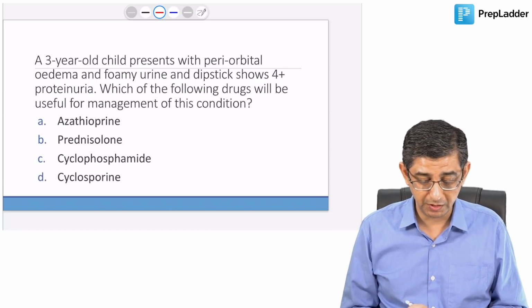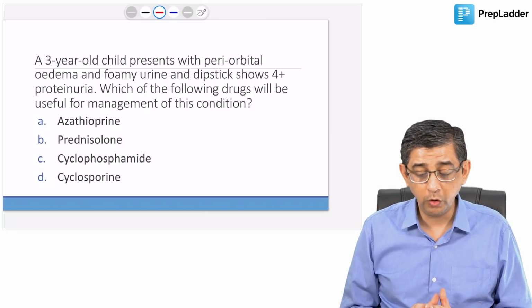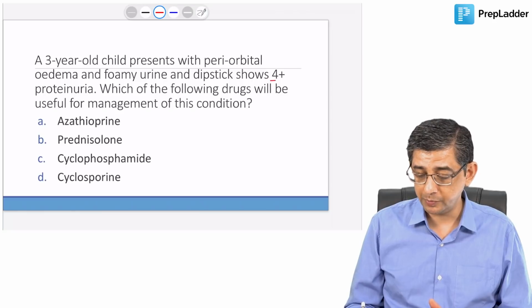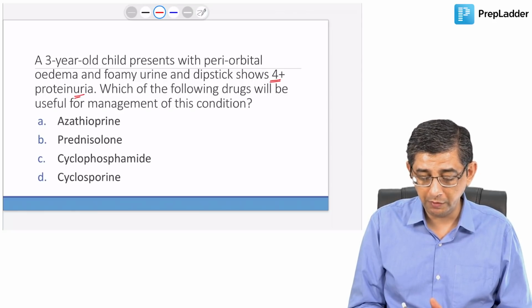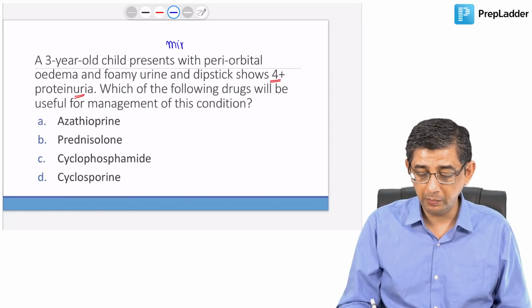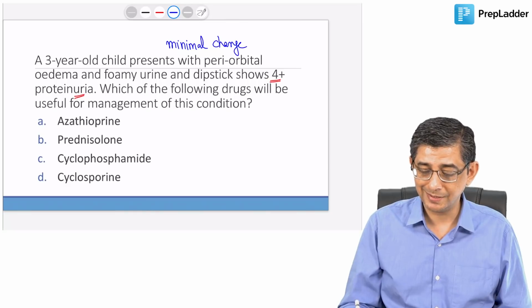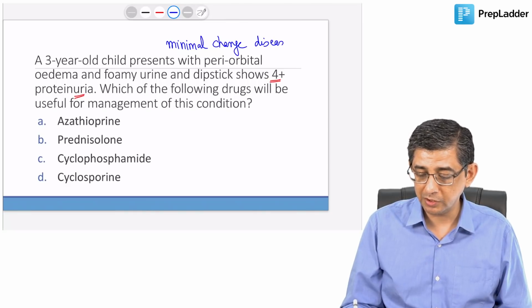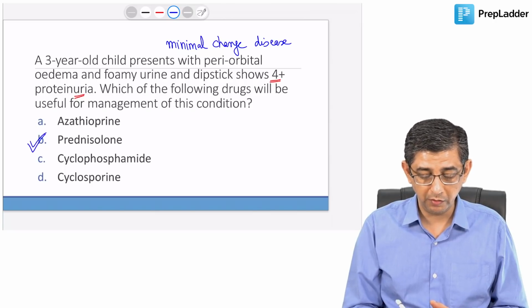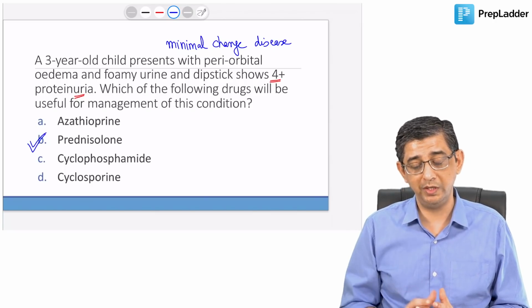So to mitigate the cost factor, at least you can give these two, vitamin C and nitisinone for alkaptonuria, homogentisic acid oxidase deficiency. A 3-year-old child presents with periorbital edema, foamy urine, and dipstick showing 4+ proteinuria. The moment you read about a child with 4+ proteinuria, you know that the diagnosis of this kid is minimal change disease. Minimal change disease is also called as steroid responsive proteinuria. The drug of choice for this condition is prednisolone. You give it for 8 weeks and it's goodbye to the disease.